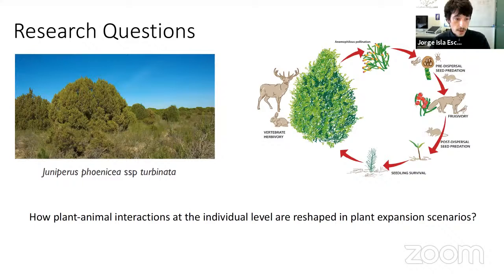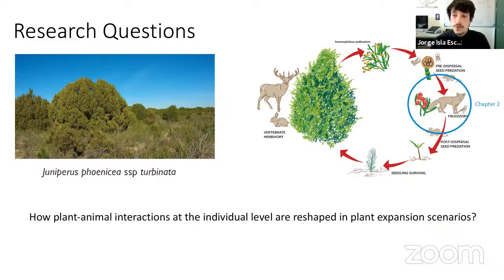So the general question of this project, and what we want to answer throughout the thesis, is how plant-animal interactions at the individual level are reshaped in the plant expansion scenario. In the first chapter, we are going to focus on understanding the role of the antagonistic interactions, and what type of plant traits and network structures can change during the colonization processes. The second chapter is a homologous chapter where we want to understand the role of different frugivorous animals in these colonization processes, because there can be differences between the more mature stand and the colonization front in the activity of the frugivores.